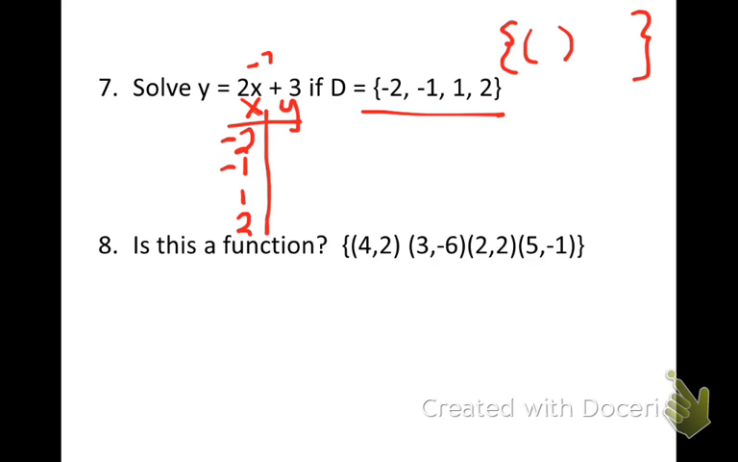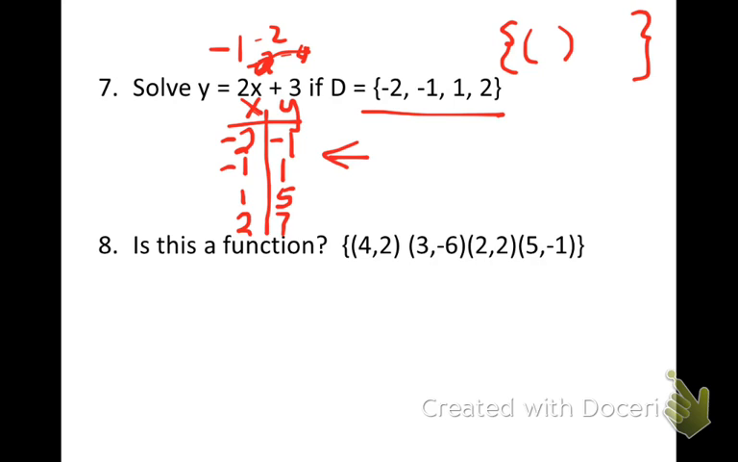So if I put a negative 2 in here, 2 times negative 2 is negative 4. Negative 4 plus 3 would be negative 1. Again, just kind of go back and put a negative 1 in. 2 times negative 1 would be negative 2, plus 3 would be 1. Maybe we can do the positives in our head. 2 times 1 is 2, plus 3 would be 5. 2 times 2 is 4, plus 3 would be 7. So these would be our ordered pairs, and you can leave them in a table.